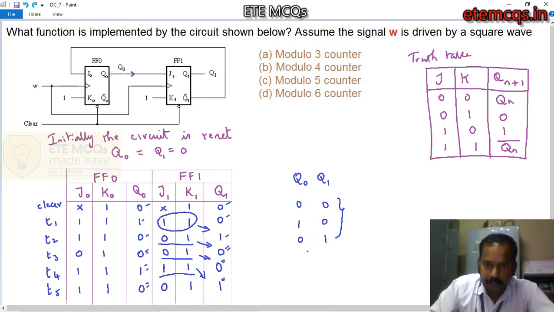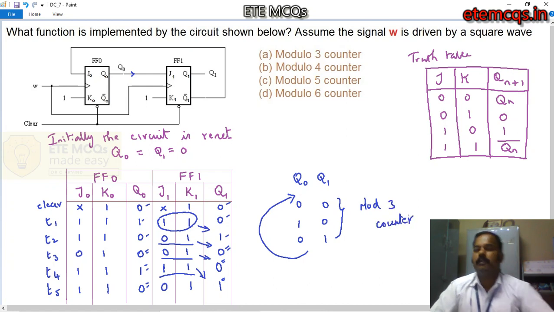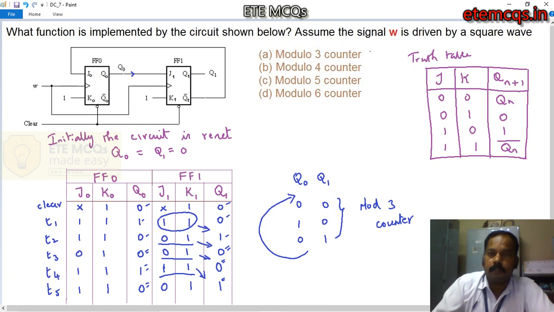The same thing gets repeated over and over again. Okay, so there are three different states. So it is a mod 3 counter or modulo 3 counter. The given sequential circuit can produce only three different states in a sequence. So it is called a mod 3 counter or modulo 3 counter.